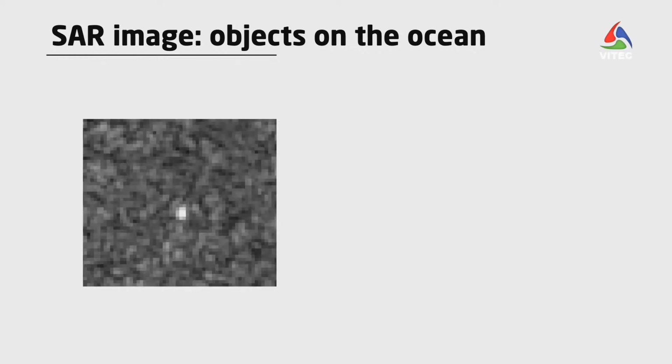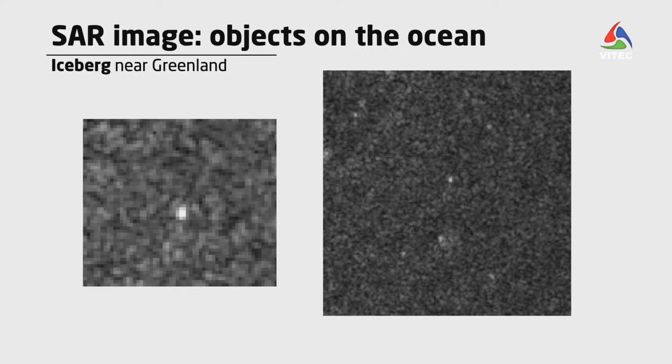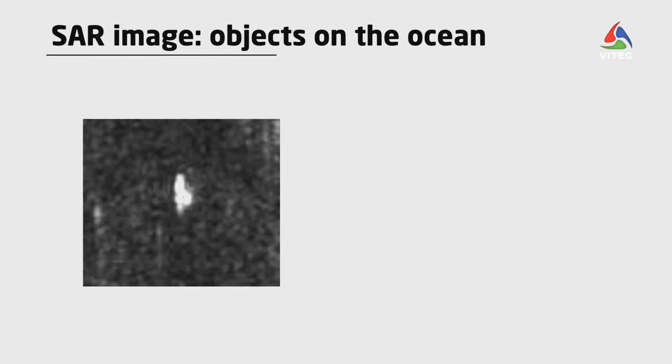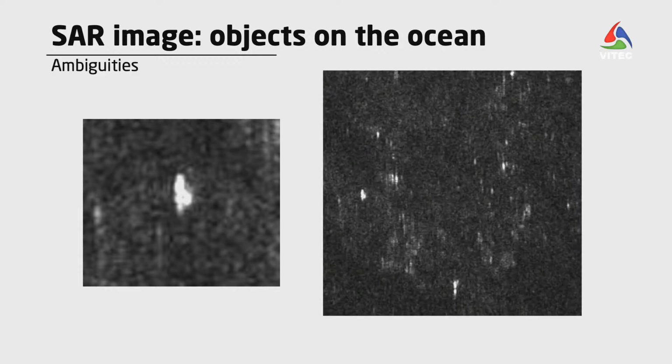This one is a bit more difficult. It's an iceberg. Near Greenland, and here you can actually see quite a few icebergs nearby. Okay, let's take this one then. Not a ship either. This is also an ambiguity, but a different type.